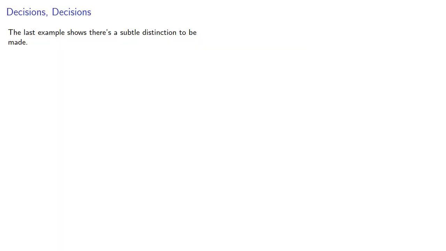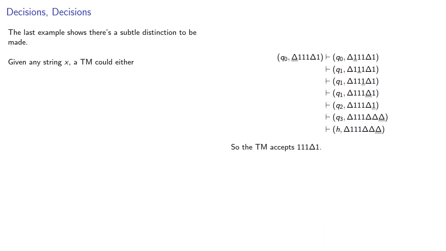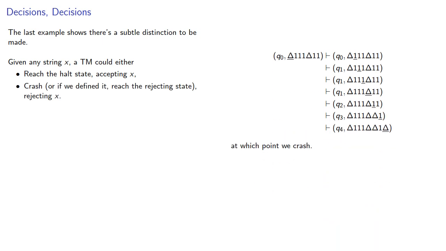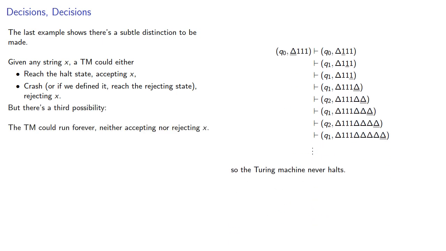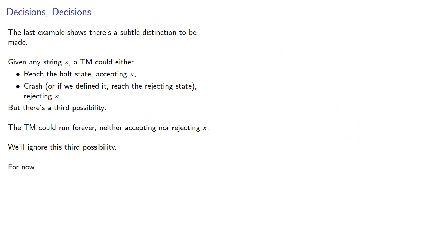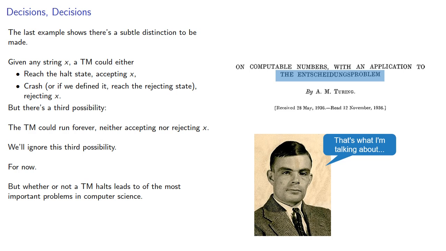This last example shows there's a subtle distinction to be made. Given any string x, a Turing machine could either reach the halt state, accepting the string, crash, or if we defined it, reach the rejecting state, rejecting our string. But there's a third possibility. The Turing machine could run forever, neither accepting nor rejecting x. We'll ignore this possibility for now, but whether or not a Turing machine halts leads to one of the most important problems in computer science.